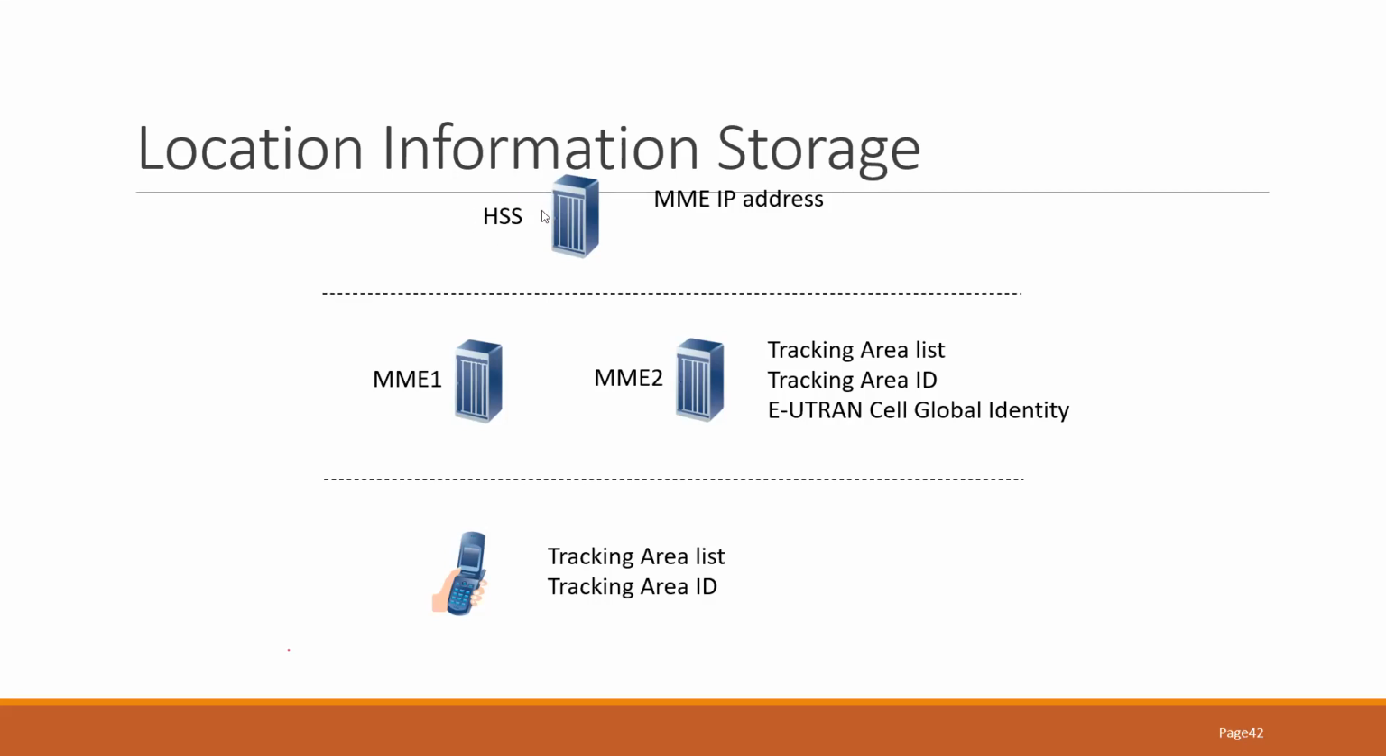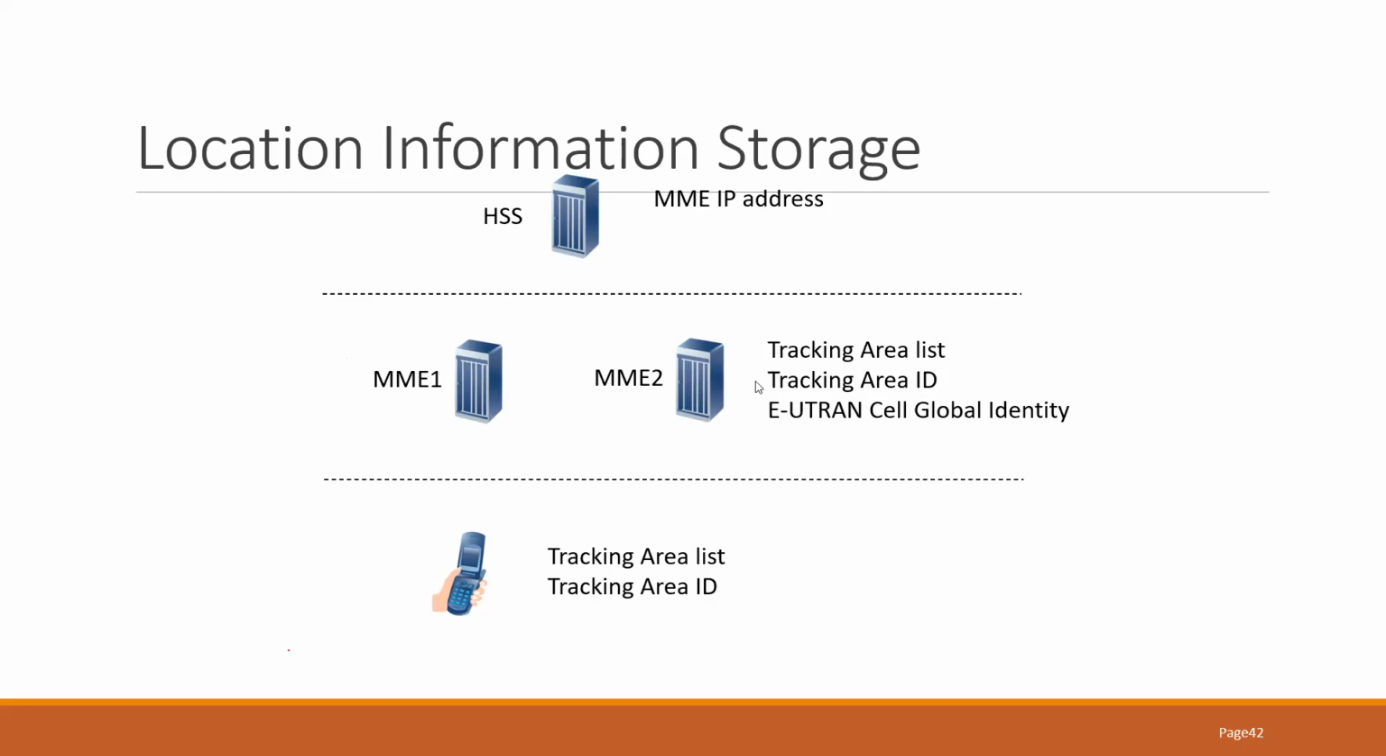So in 2G, 3G, the HLR has the SGSN IP address. In 4G, the HSS will have the MME IP address. In 2G, 3G, you had your SGSN 1, SGSN 2, with the routing area ID and the cell ID available. In 4G, MME1, MME2 will have a tracking area ID list.